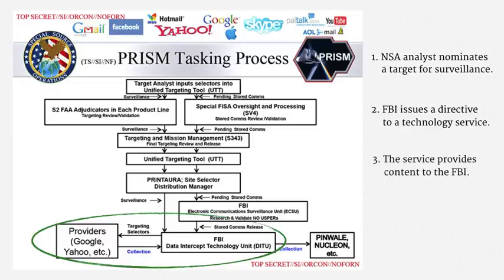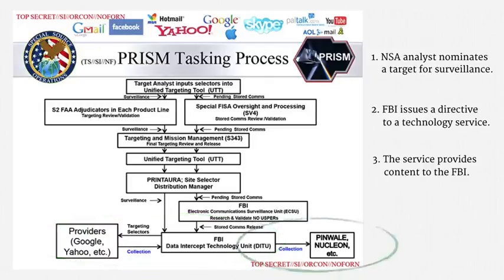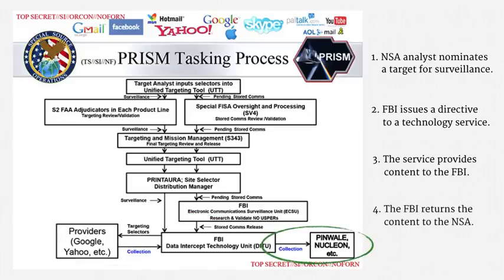Third, the technology service provides content to the FBI. The content could be stored communications, like saved email, or it could be prospective communications, like future voice-over IP calls. In the final step, the FBI returns the content it has received to the NSA. It also sometimes provides the content to its own investigators, as well as to CIA analysts.